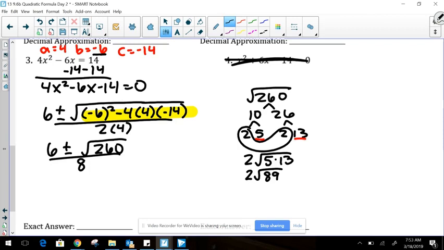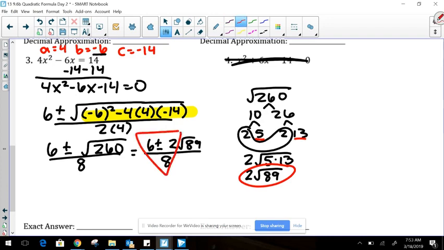89. Okay, so then I have 6 plus or minus, I'm rewriting what I just did. So 2 root 89 all over 8. All right, this is what we call the triangle of power. So these three numbers here make a triangle. If I can divide them all by the same number, I'm going to do that, and that's my last step for simplifying. So in this case, I can divide them all by 2.